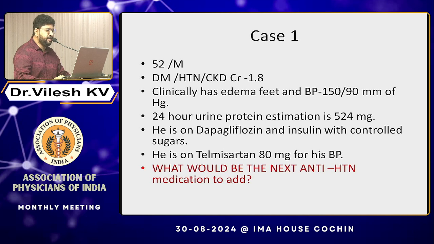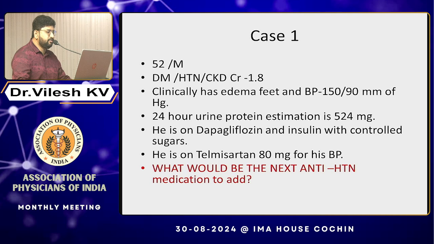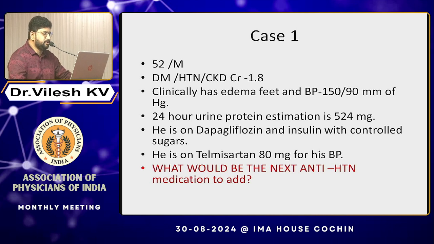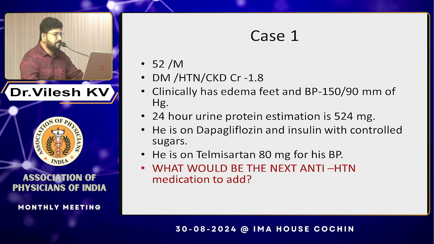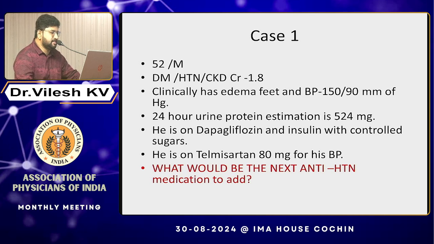Clinically, he has got edema of feet and a blood pressure of 150 by 90 millimeters of mercury. 24-hour urine protein estimation in this patient showed 524 milligrams per 24 hours. He is already on dapagliflozin and insulin with very well controlled sugars. He is on full dose of telmisartan for his blood pressure. Now the question is whether we are satisfied with 150 by 90. No, we know the current KDIGO guidelines mention that a CKD patient with hypertension should target around 130 by 80 millimeters of mercury. So what would be the next anti-hypertensive medication which we should add in such a case?